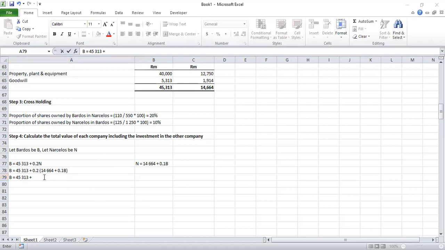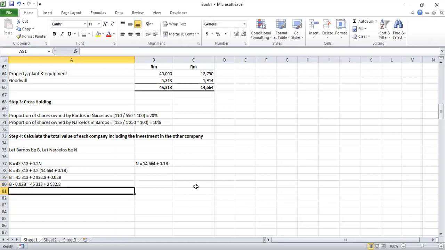That is 2,932.8. Then plus 0.2 times 0.1 B, which is 0.02 B. Then we take the B to the left-hand side. We say B minus 0.02 B is equal to 45,313 plus 2,932.8.